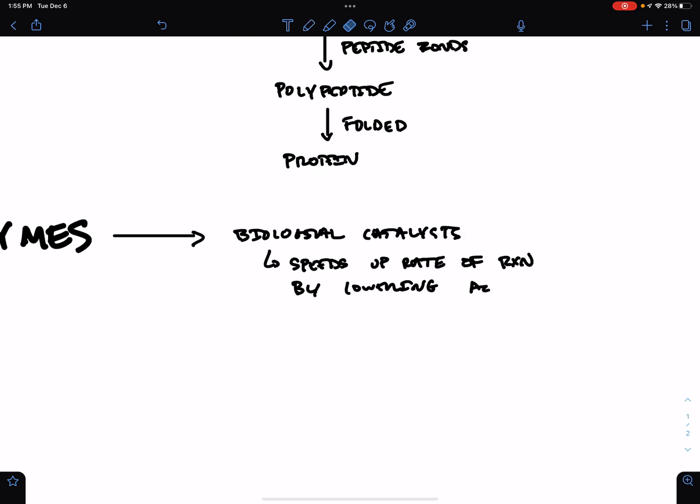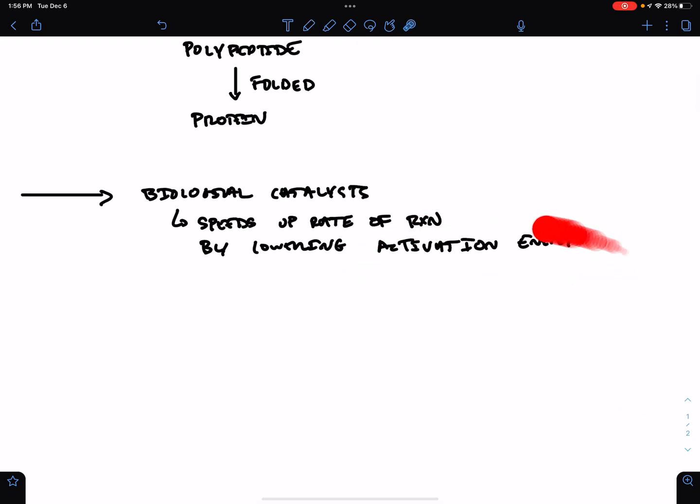Oops, activation, A-C-T-I-V-A-T-I-O-N, activation energy. And we're going to discuss in a second, if you have questions about activation energy, don't worry, we're going to define it in a second. I forgot the G.